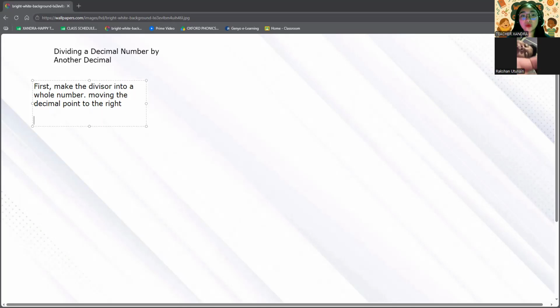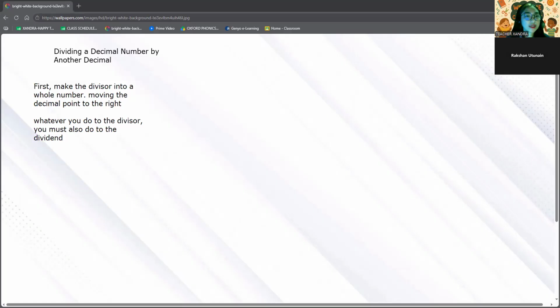Then whatever you do to the divisor, you must also do to the dividend. So the divisor is the outside part. Dividend is inside. Then the top part is our quotient, which is the final answer.